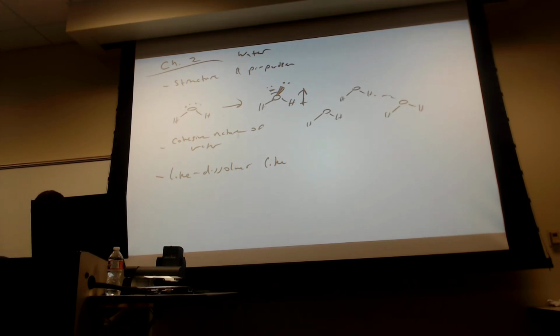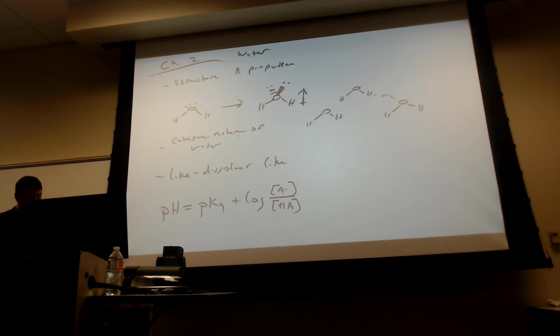Now the main thing beyond that we talked about was the ability of water to dissociate. And we had this equation, the Henderson-Hasselbalch equation, which was that the pH equals the pKa plus the log of the concentration of the conjugate base divided by the concentration of the weak acid. And we had to use this. And we talked about calculating concentrations of each of these based off of a pH or a pK.